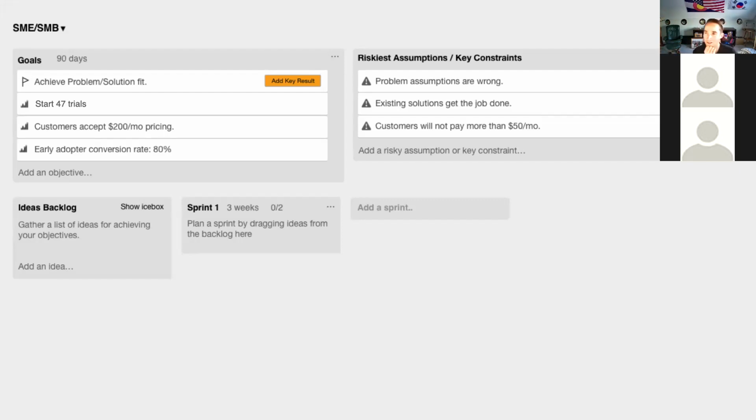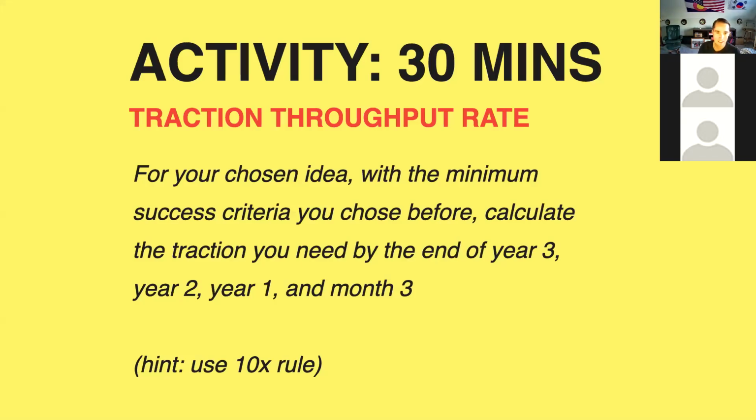So sorry, a little tangent there. So that's it. And here is the final activity. Oh, it says 30 minutes, but it actually won't take that long.